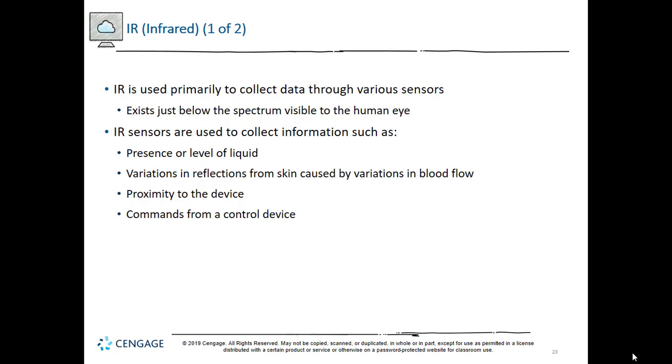IR sensors are used to collect information like presence or level of liquid based on the quality of the reflection, variations in reflections from skin based on variations of blood flow, which can be used to monitor heart rate, proximity of the device, which can trigger an action such as steering a vehicle away from an obstacle, and commands from a control device, such as a game or a TV remote control, something like that.